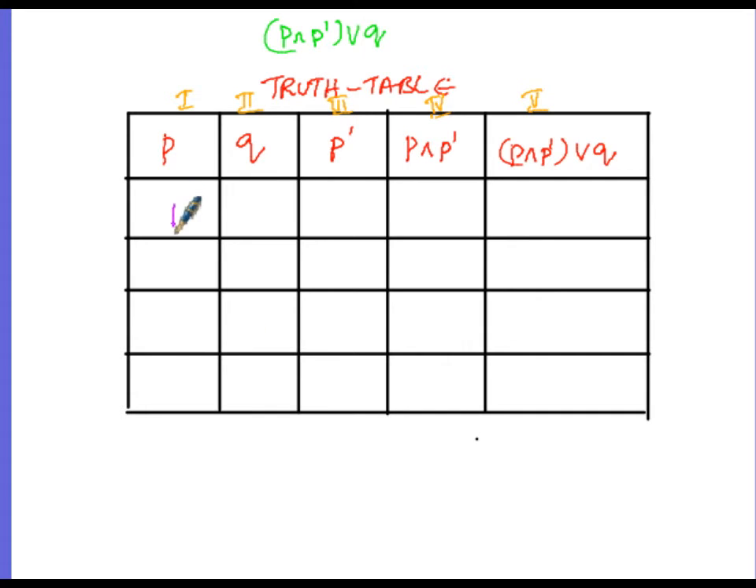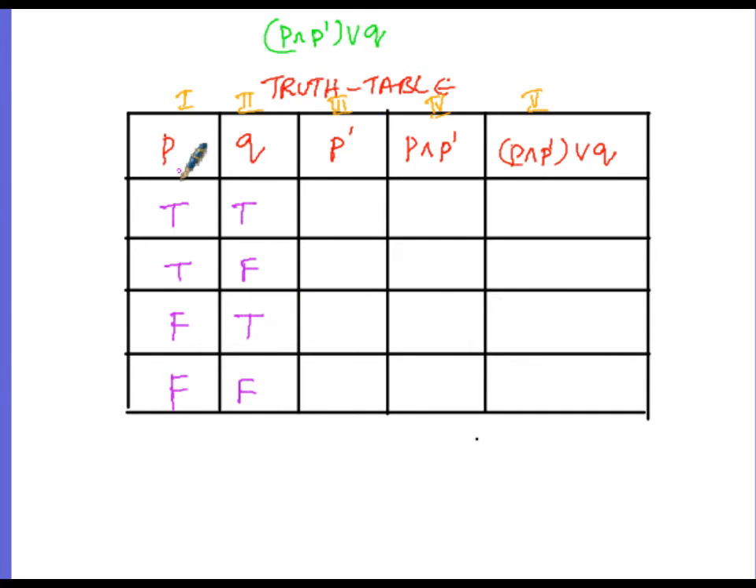So here these are the 4 possibilities: both may be true and both may be false. If one is true, then the second will be false. If the truth value of the first one, P, is false, then the second automatically will be true. So here these are the 4 possibilities. Now we have to find out P dash, that is not P.